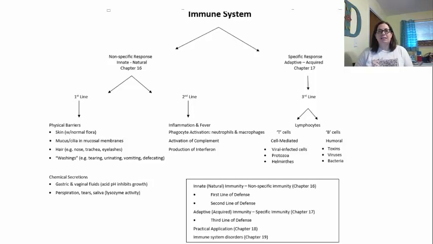There's what we call the T cells, or the cell-mediated branch. This is going to be very helpful in treating virally infected cells, as well as protozoa and helminths, so the worms. On the other hand, the B cells are going to be a humoral type of response, meaning they're going to release antibodies. These guys are going to be really good at fighting against toxins, viruses, and bacteria. Now again, down here at the bottom, it shows you that the innate or the non-specific part of the immunity contains the first and second line of defense, whereas the adaptive just contains the third line. If you notice, in chapter 18 there's a practical application that deals with the immune system, and then chapter 19 is the immune system disorders.